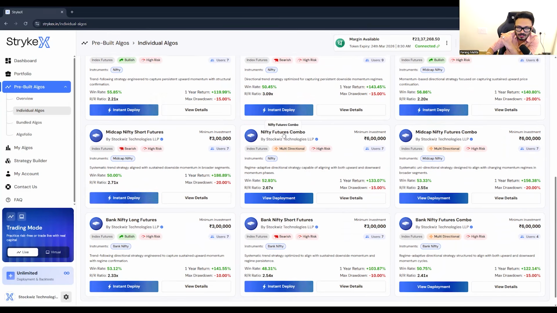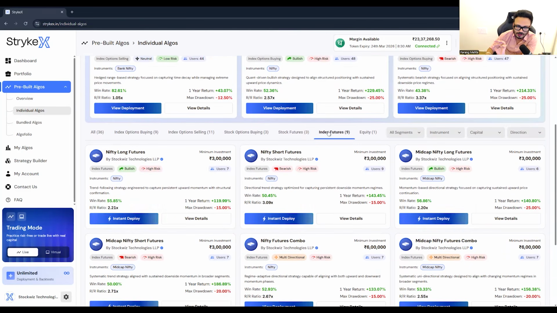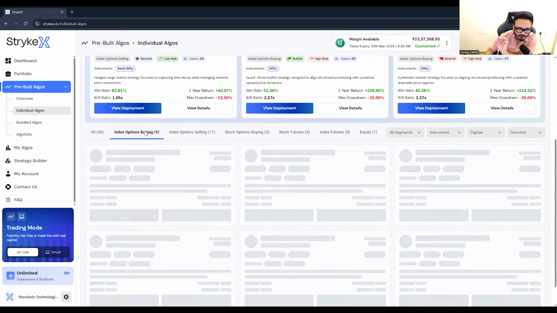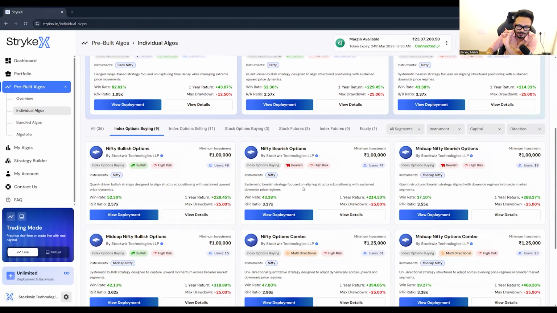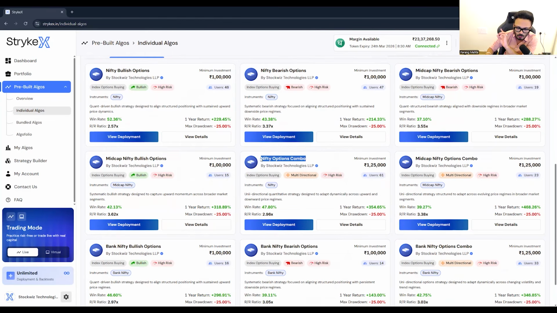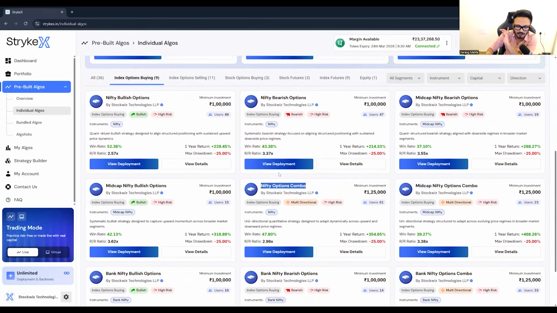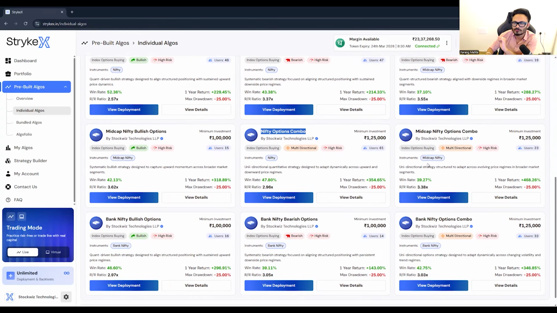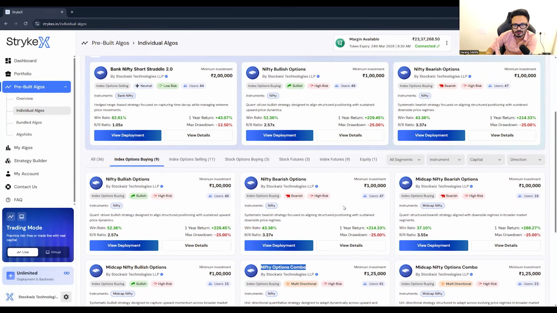So if you've already done Nifty futures combo, the second one could either be Bank Nifty or mid cap Nifty, right? So that is how you can play this. So Nifty futures combo, my preferred pick in the index futures segment. So for the index option buying segment, my preferred pick is the Nifty options combo. Just one strategy will do good to you. If you want, you can explore other instruments also.